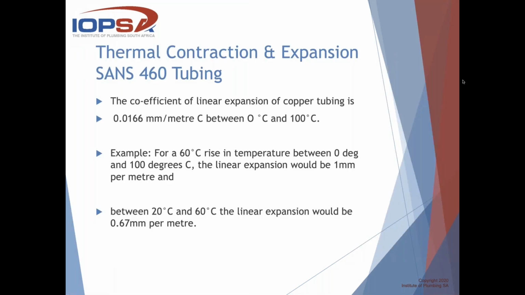The coefficient of linear expansion of copper tubing is about 0.0166 millimeter per meter. Example, for a 60 centigrade rise in temperature between 0 and 100, the linear expansion would be 1 millimeter per meter. Now you can think what that expansion can do to a solder joint. If it's not able to move, it's going to crack it. And that is how we find a lot of the leaks in the walls.